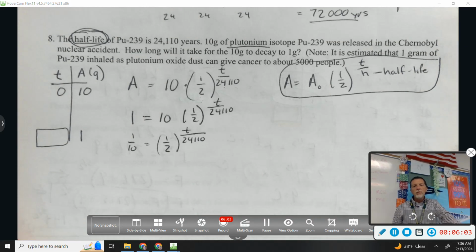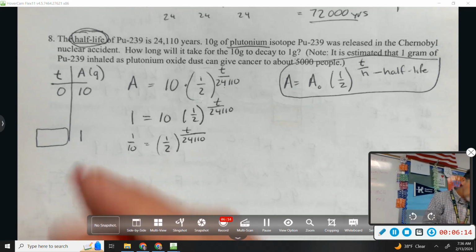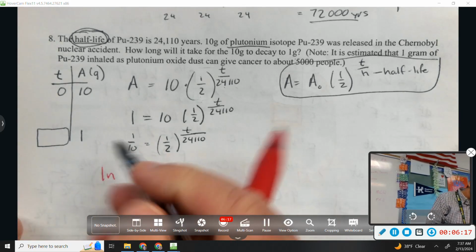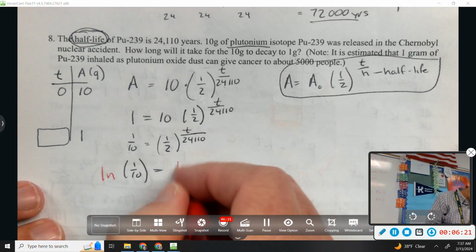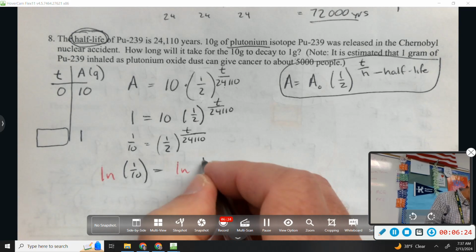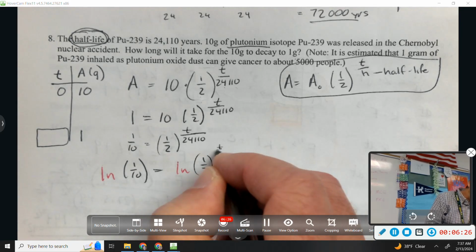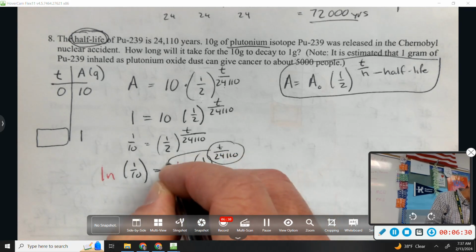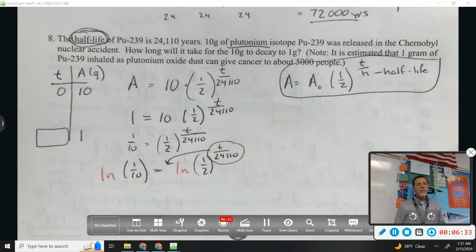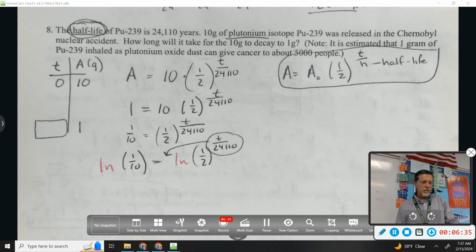And then what do you want to do next? What's the next step? How do I get that T out of the exponent? Let's natural log both sides. So natural log of 1/10 equals natural log of 1/2 to the T over 24,110. And again, the reason we did that is we can bring that exponent down front as a coefficient.